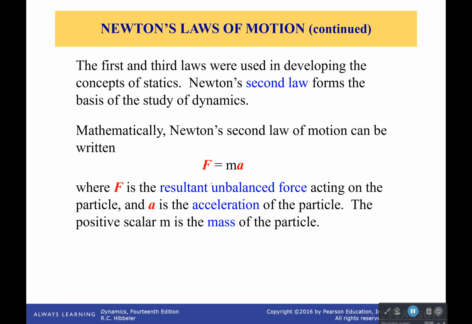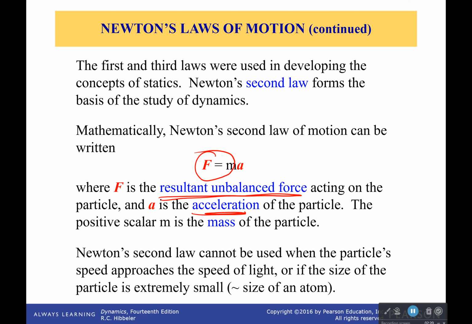So F is our resultant unbalanced force. If it's balanced, it just means it's 0, and that means this will go to 0. In this class, it's almost never going to happen. And so we're going to have an acceleration, which will be a function of the force and the mass.